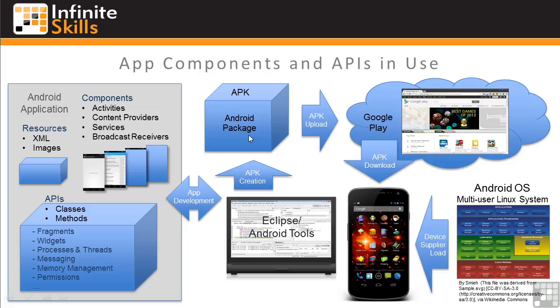We also looked at how you use Eclipse to create an APK, or Android package, that you then upload to Google Play using the developer console. Once on Google Play, device users can download the APKs to their smartphones and tablets. Device suppliers have loaded smartphones and tablets with the Android operating system. Let's take a closer look at how this works on mobile devices.